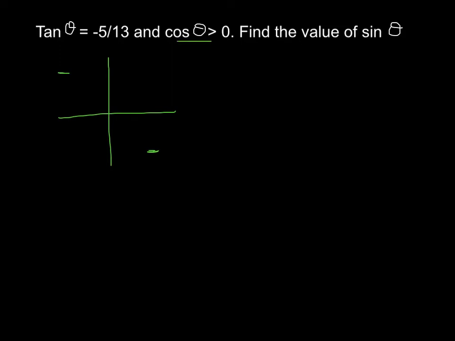But at the same time, I need the cosine of theta to be greater than 0. I need cosine to be positive. Well, cosine is positive in the first and in the fourth, which means that the angle we are looking for is going to have to be an angle that ends up down here in the fourth quadrant. So that being said, all I need to know is what the x is, what the y is, and what the r is.